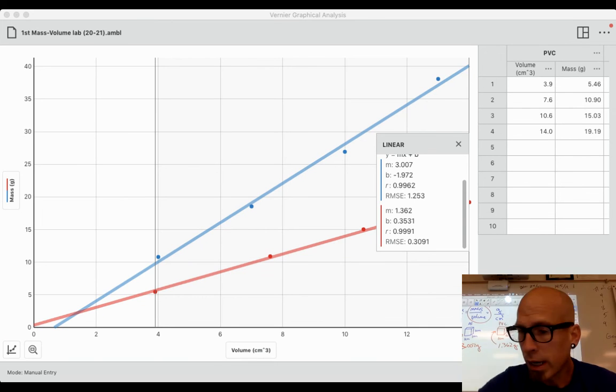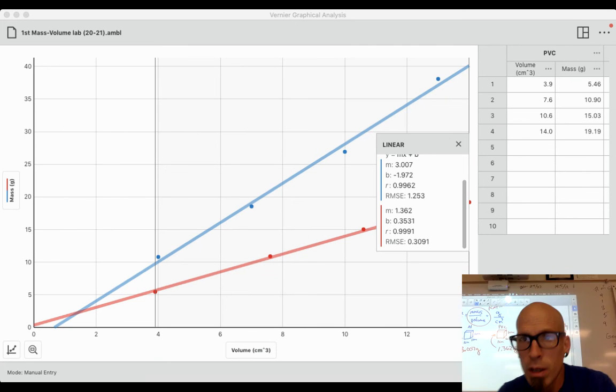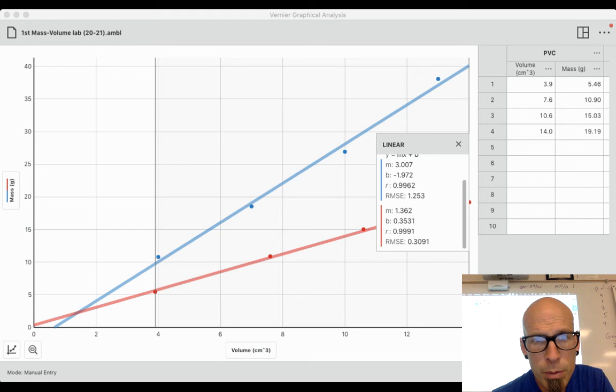Oh, I didn't even tell you that. Oh my gosh, I didn't actually tell you what the densities should be. Gosh. So for PVC, it should be about 1.4, approximately 1.4 grams for every centimeter cubed. And so I was close. Most of you were probably close. For aluminum, it's actually 2.7 grams for every centimeter cubed. Now, I was off a little bit. Most of you were probably a little bit closer than I was. So this is what the density of aluminum should be.